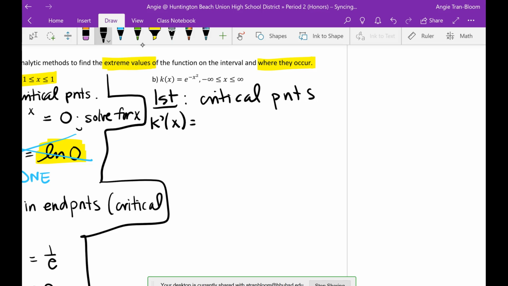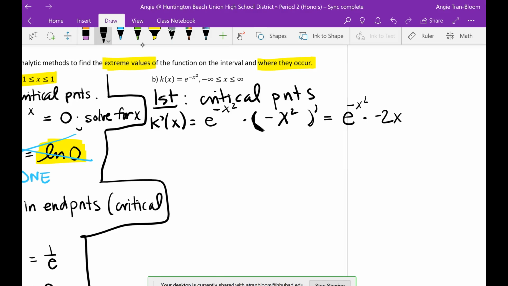What's the derivative of e to the x? E to the x, but I need to times u prime. Would you agree that's my u right there? Yes. So this leads me to e to the -x squared times -2x. We obviously have to make it really pretty. Now I have the derivative. What do you do with the derivative? Set it equal to 0, right.